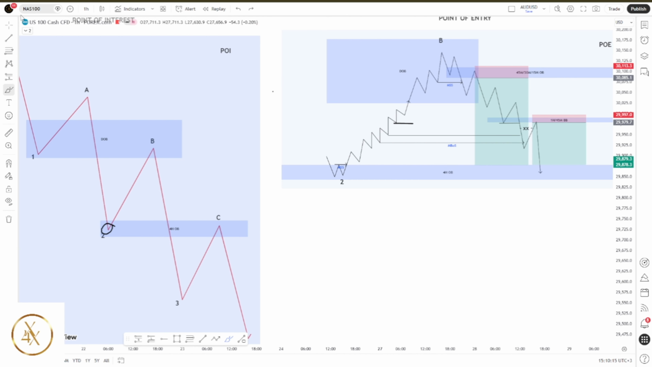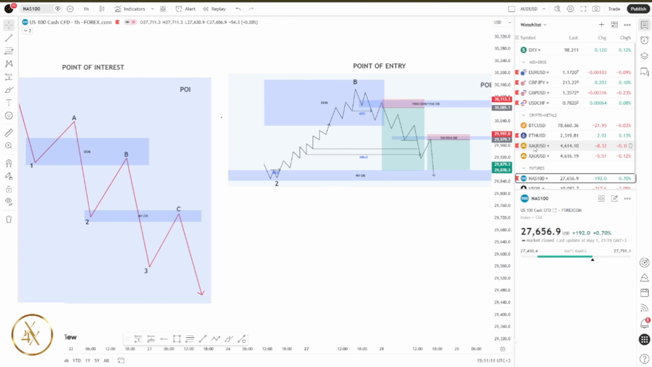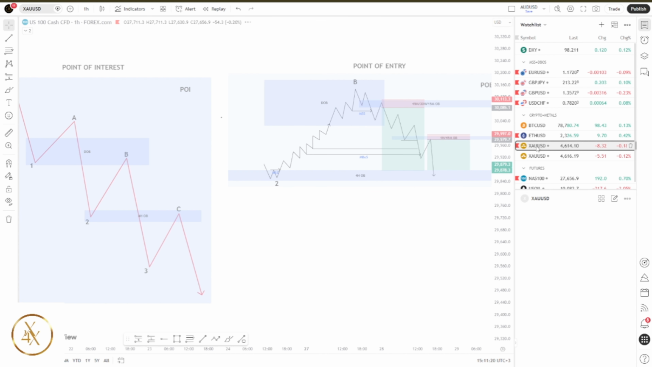So let me give you some examples of the latest trades that I've used on this kind of topic. I think it's on gold and Bitcoin. So let me give you the gold setup. The gold setup is on, I think, the 4 hour, yeah, because that's a 4 hour order block.